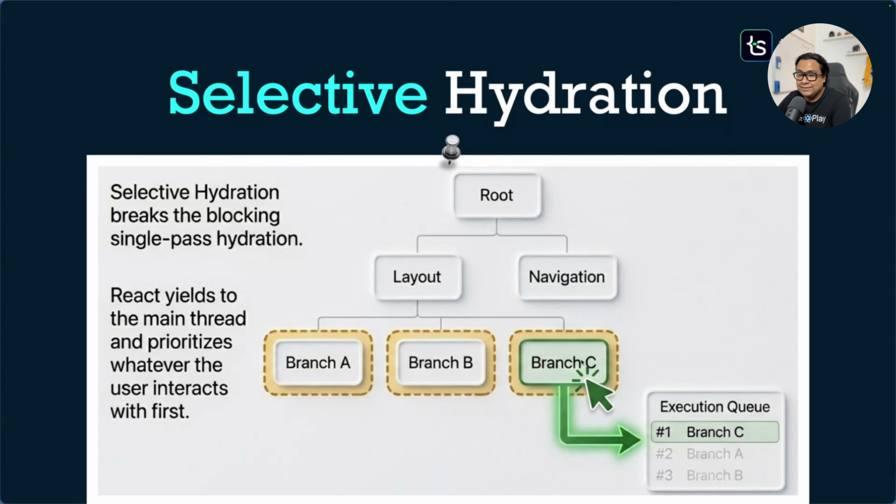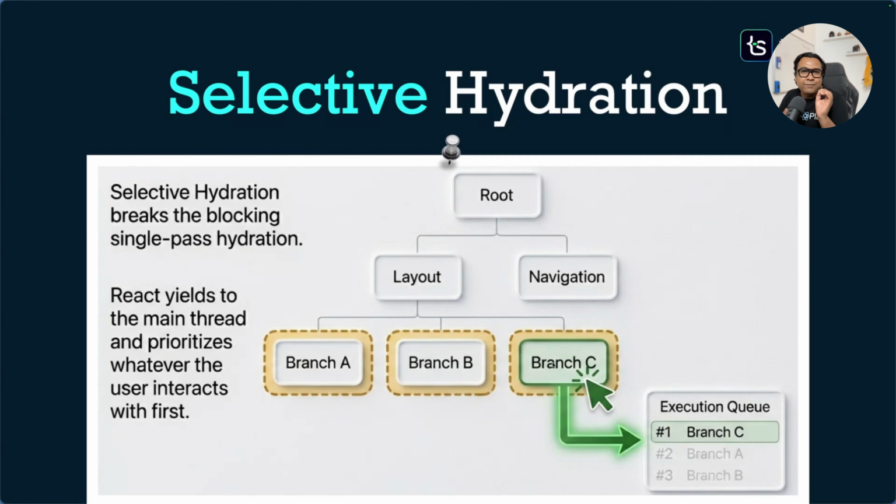In this case, let's say this is branch C, and React has prioritized in its execution queue that branch C should be at the top. If the user clicks on this one, imagine this is reviews, and imagine this is product details. If the user clicks on reviews while product details is still loading, React will prioritize hydrating that specific region as soon as its code arrives, ensuring those clicks are never dropped.